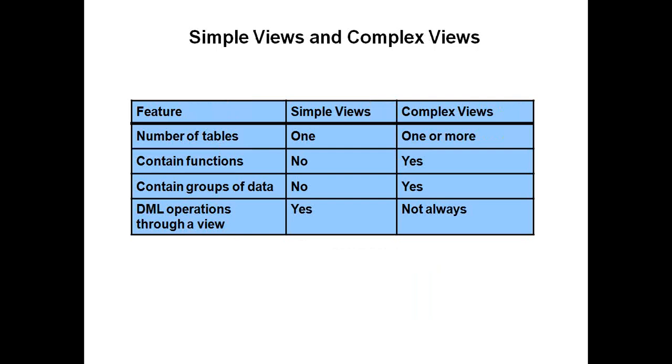In a simple view, the number of tables involved is only one, whereas in a complex view there will be more than one table. We cannot have functions in simple views, whereas we can have functions in complex views. We cannot use any group functions in simple views, which we'll be discussing later, like average, minimum, maximum. All these are group functions which we cannot use in simple views, but we can use them with complex views. And DML operations through a view are also possible with simple views, but not always possible with a complex view.